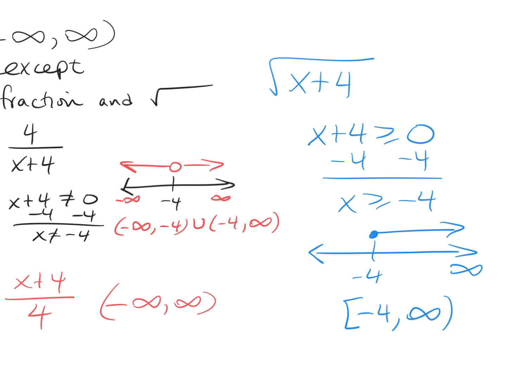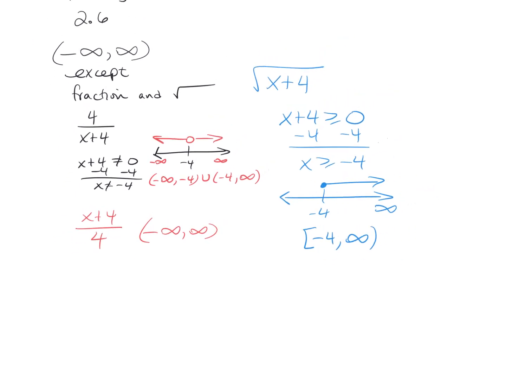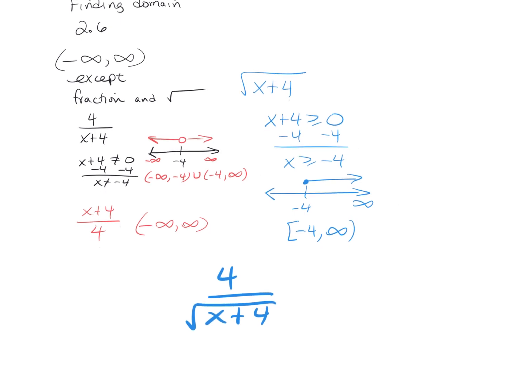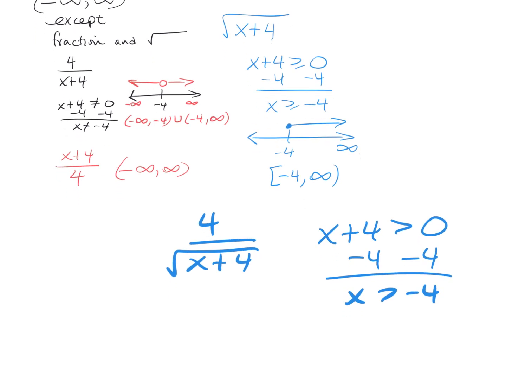Now, if the radical's in the denominator, then instead of greater than or equal to, let's say it's the 4 over the x plus 4, but it's under the radical. It can't equal 0, so you just take what's under the radical and make it greater than 0. And then you would solve. And then the only difference with the interval notation there is it's going to be a parentheses instead of a bracket.